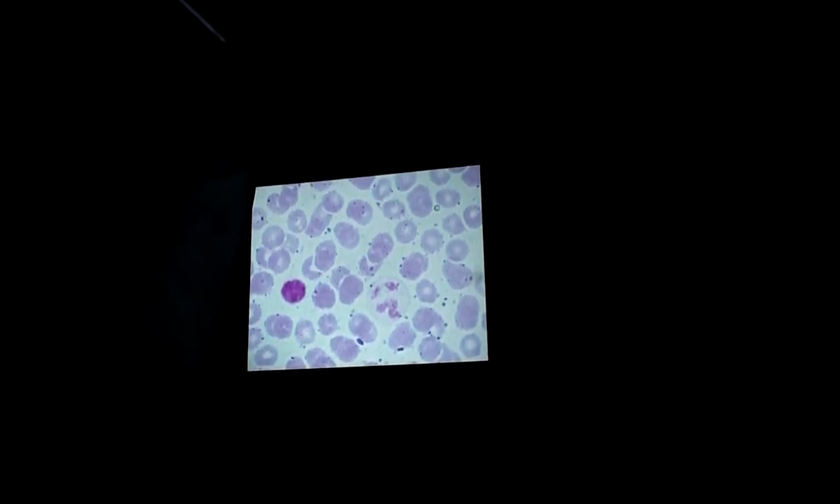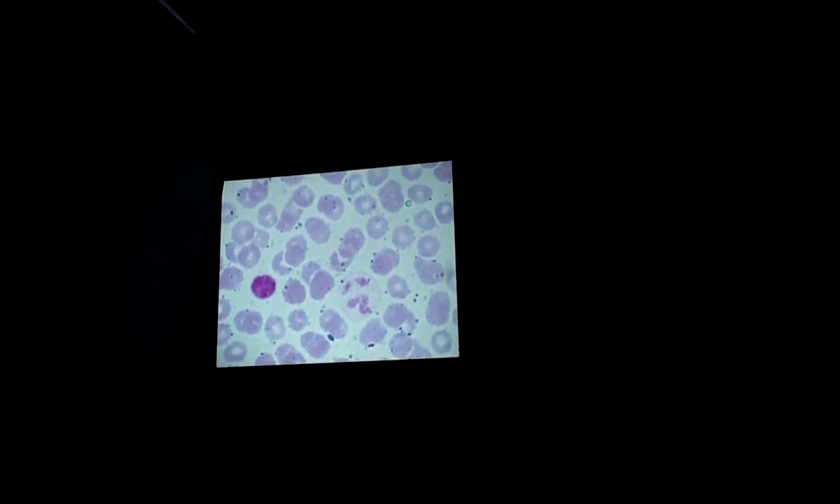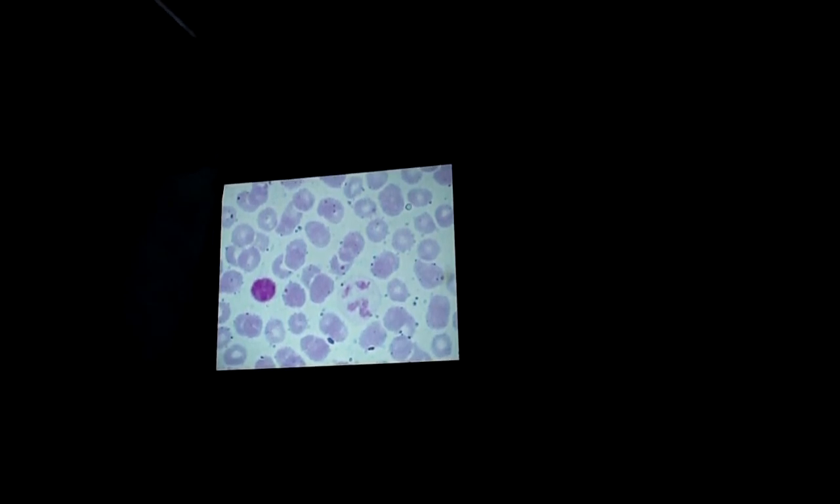There will be a central area of pallor or central pale area. So that pale area is imparted by the concave or the biconcave configuration of the red cells. So the pink cytoplasm is imparted by what protein? Hemoglobin. Now, aside from the red cells, we are able to see two types of mature white blood cells in that portion of the slide.